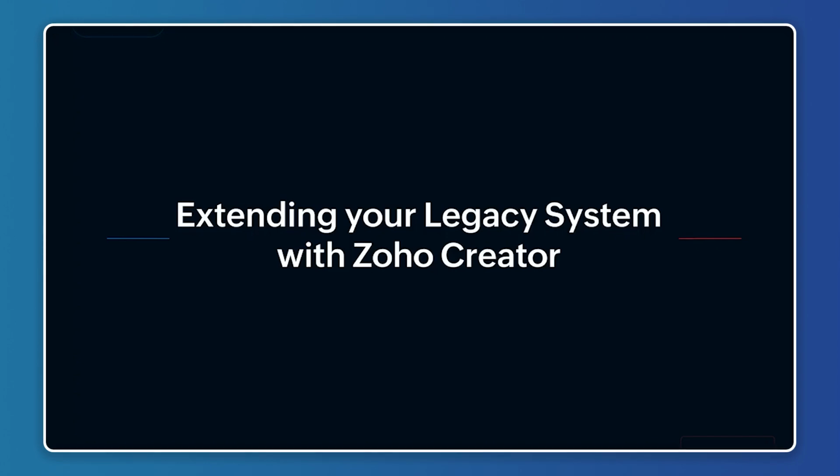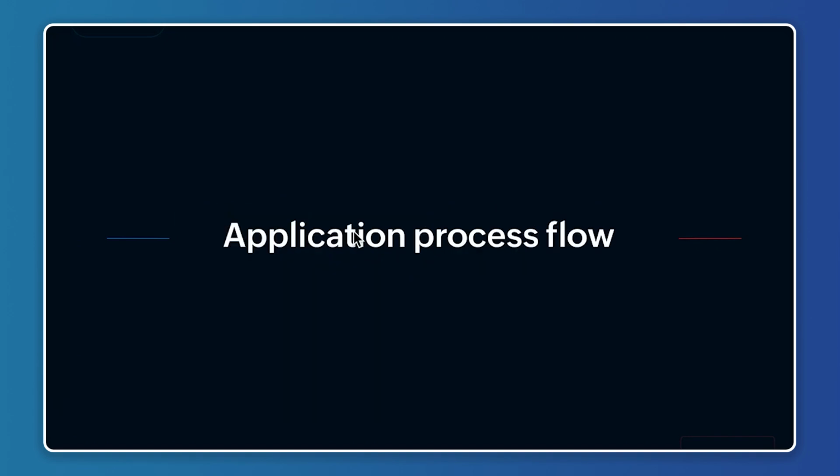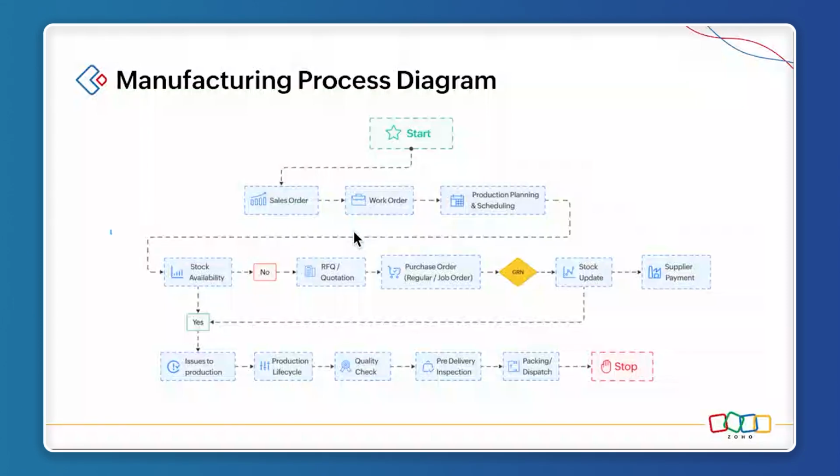Now, moving forward, let us also understand the application process flow, right? Starting with, this is the manufacturing process diagram that you can see here. The first and foremost process is going to be getting the sales order, right? Here is where you will be receiving the different orders from the customers.